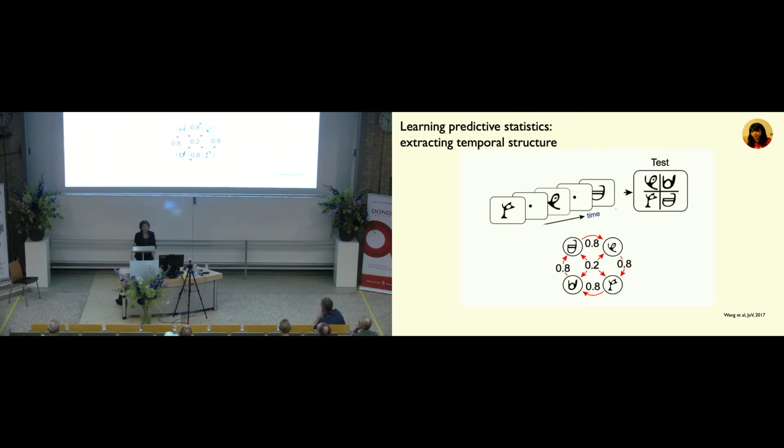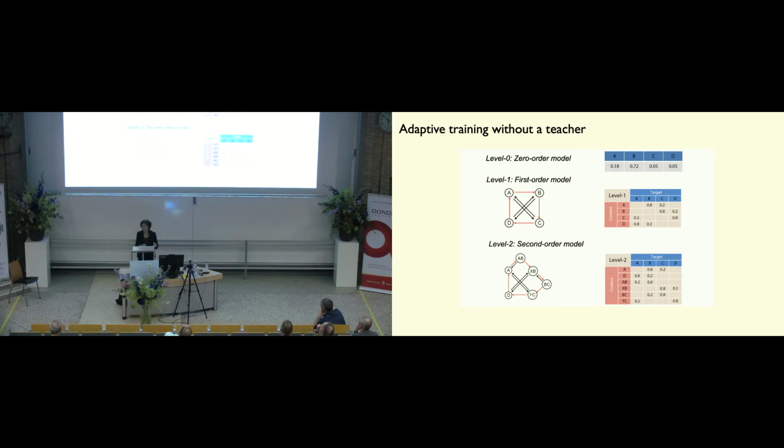We don't give them any feedback. This is done in a totally unsupervised way. It's a statistical learning paradigm where the participants are trying to pick out the statistics. And the statistics we determine, they are probabilistic, and they depend on Markov models that increase in complexity. So what we have here is an adaptive training paradigm where participants start learning about just the frequency of some of these symbols. Some are more frequent than others.